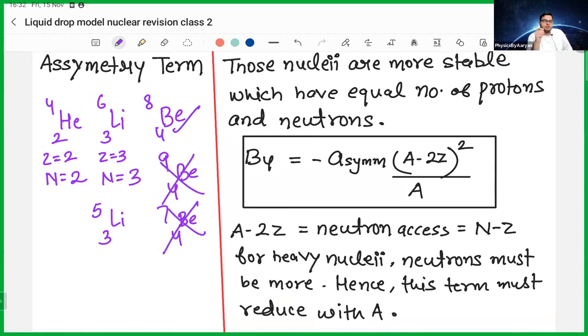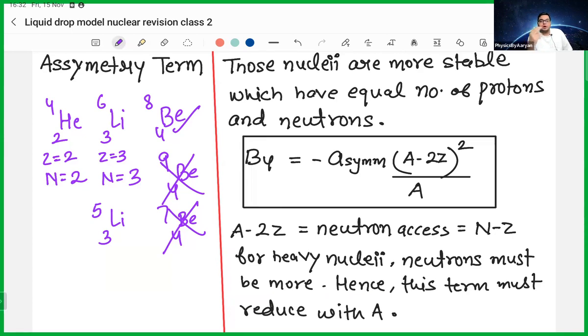So for the lighter nucleus, you observe the doubling rule, right? If the atomic number is 4, mass number will be 8. If the atomic number is 3, it will be 6. So whenever we have an equal number of protons and neutrons, we have more stability.